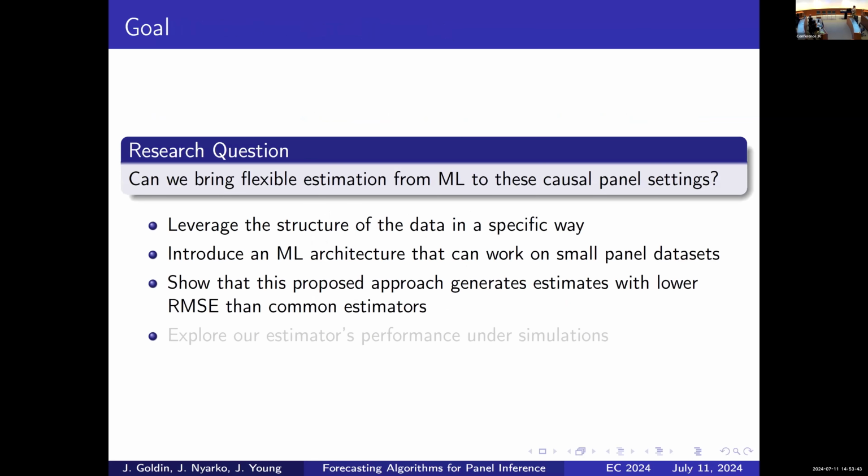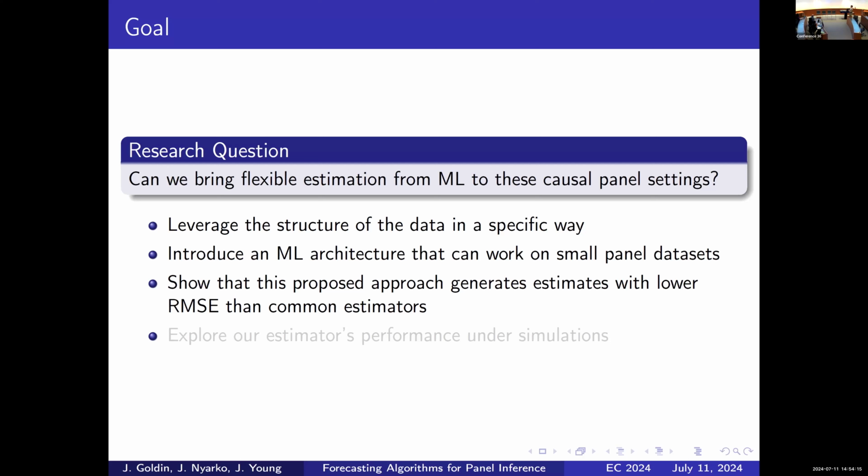So here's the primary research question. Can we bring flexible estimation from machine learning to these causal panel settings? Even in the example before, we have only a couple of time periods and only 38 states in that panel. So the spoiler is, yes, we can. How we're going to do that is we're going to leverage the structure of the data in a specific way. The way that we utilize the structure of the data, how we put it together, and the data input matters.